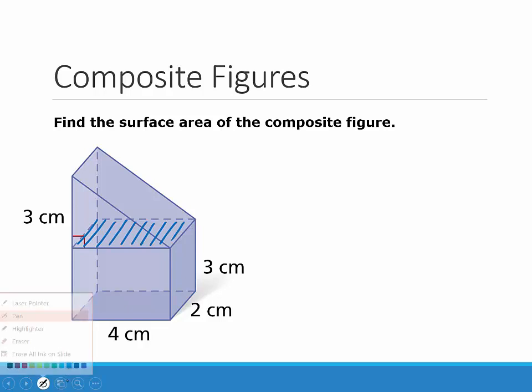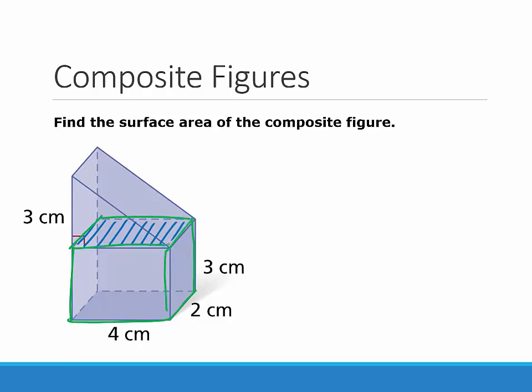So I'm first going to look at this rectangular prism down here, just the guy on the bottom, and I'm going to find its surface area. In order to do that, I've got to remember my formulas. Surface area is the lateral area plus 2 times my bases.